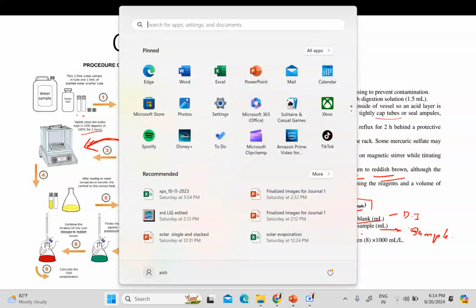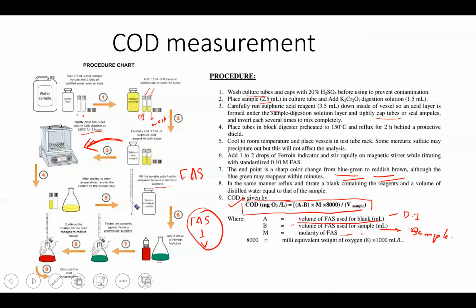Okay, got it? Okay, okay. Now clear na? Okay, now we'll go for the, yes.